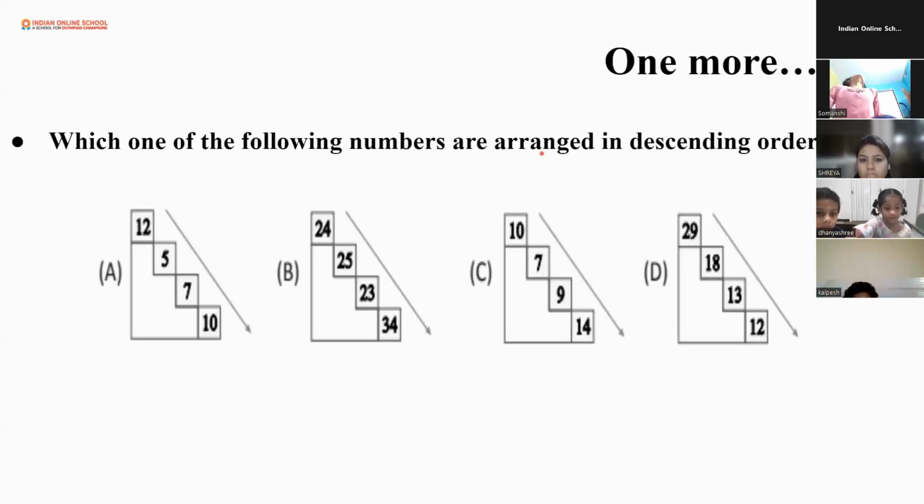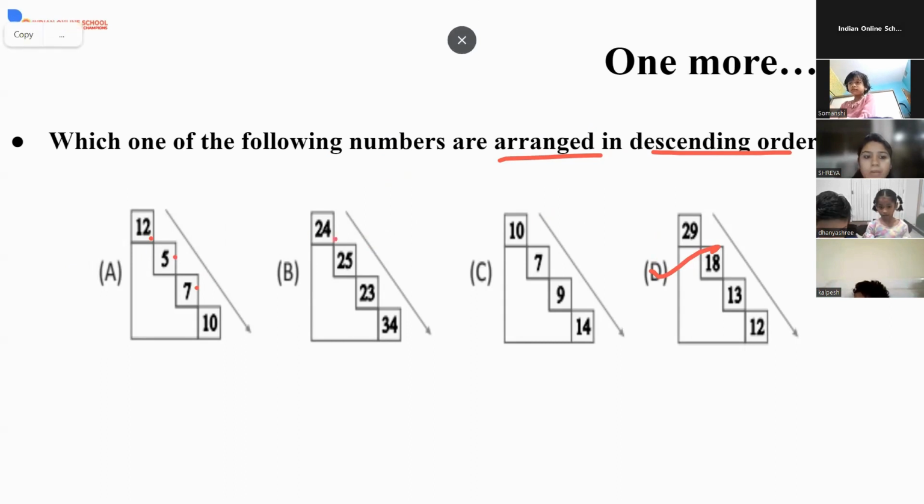Next question. Which one of the following options show that they are arranged in descending order? D option. See, this is 12, then 5, it's okay. But after that, it's 7. It's not descending. This one is 24, then 25. This is also not descending. 10, 7, okay. But after 7, it says 9. So is this descending? No. After that, 29, then 18. Yes, so this is descending, then 13, then 12. This is proper descending order.